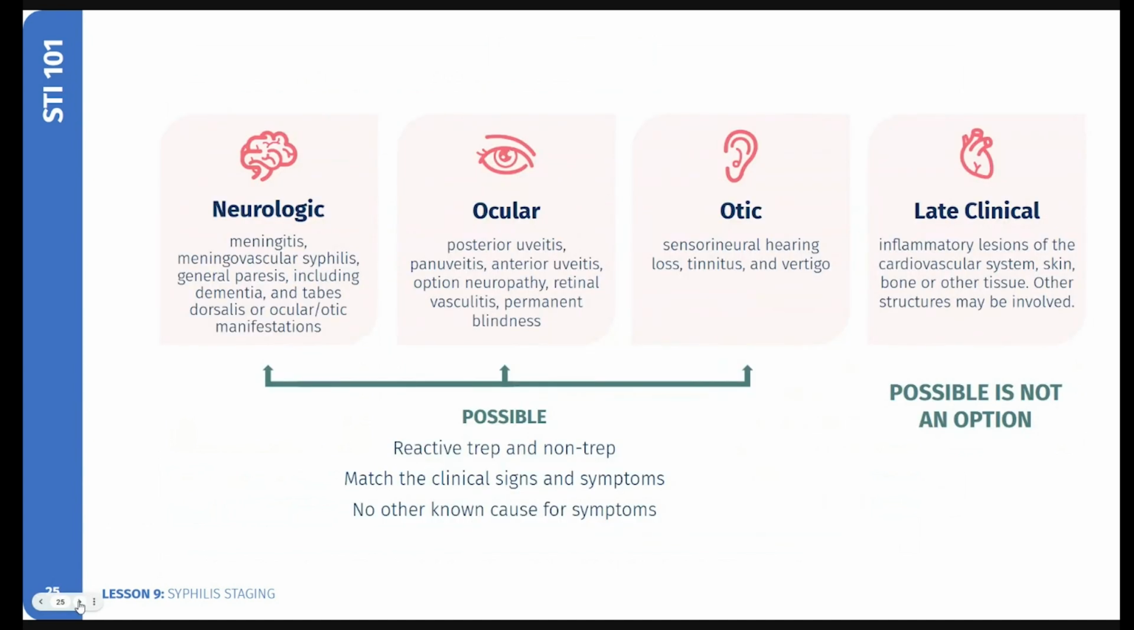To meet the possible definition of neuro-ocular-otic syphilis, there needs to be a reactive treponemal or non-treponemal test. They need to match the clinical signs and symptoms as described on this slide, and there has to be no other known cause for the symptoms. Note that there is no possible classification for late clinical manifestations.